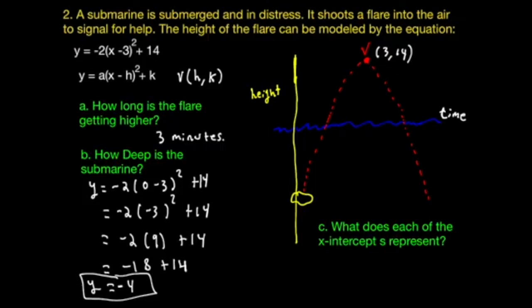Now for part C, it says, what does each of the x-intercepts represent? Referencing the sketch that I made, we can see that the x-intercepts, well, the first one is when the flare shoots out of the water, and the second one occurs when the flare begins to die out and falls back on the water. And that would be the application problems.